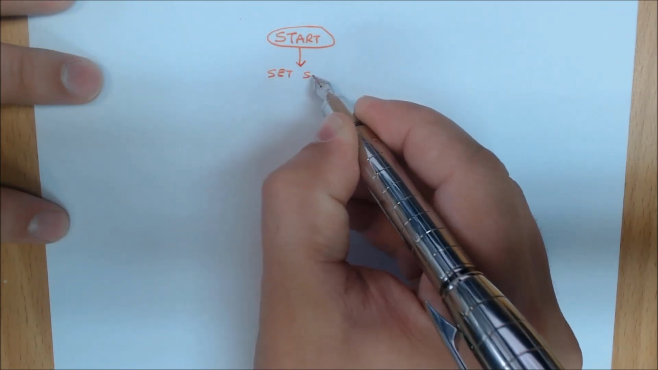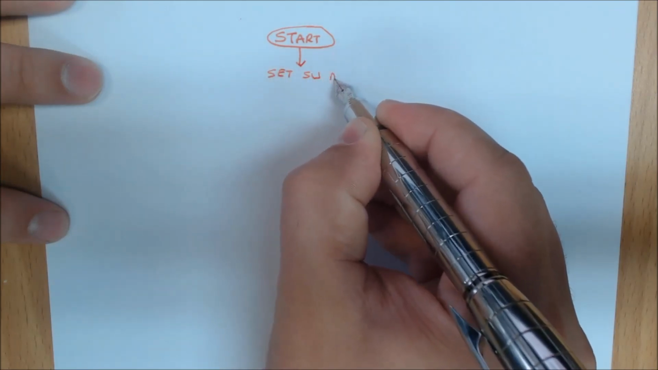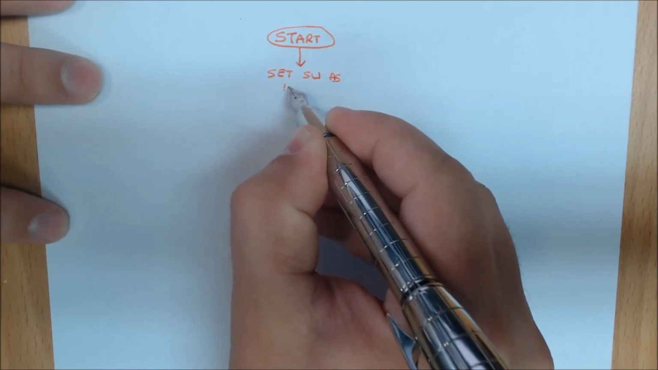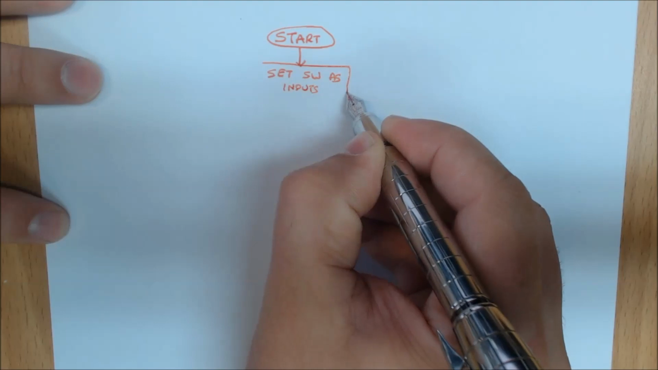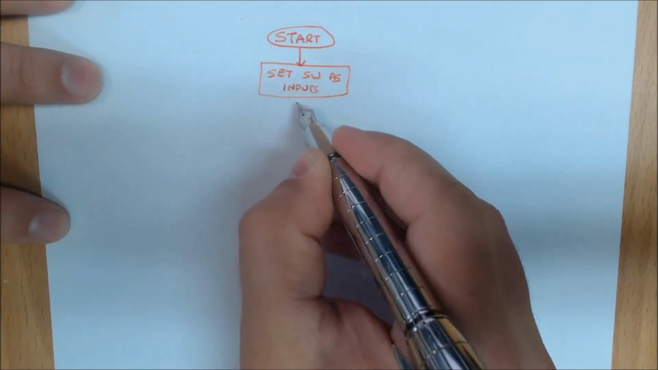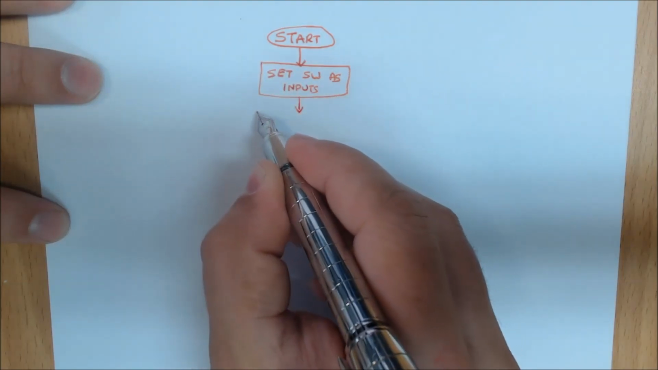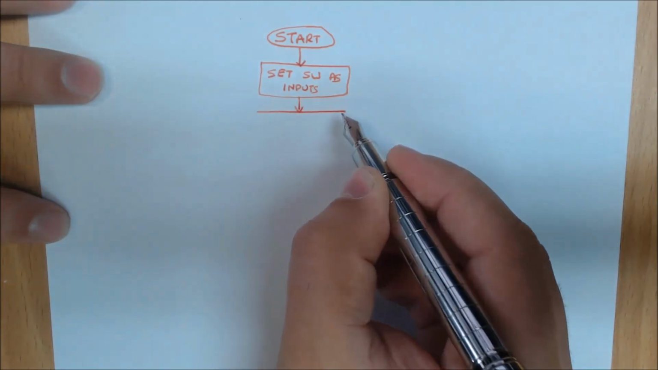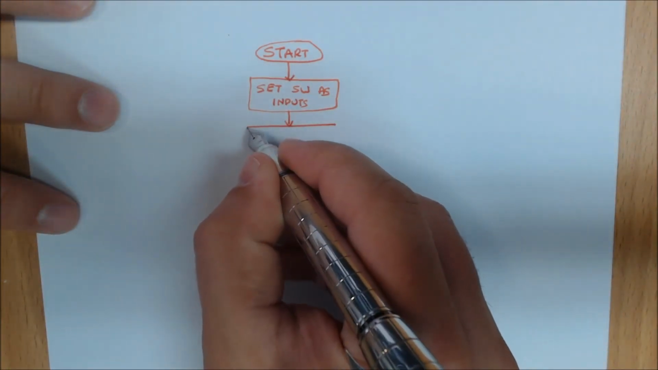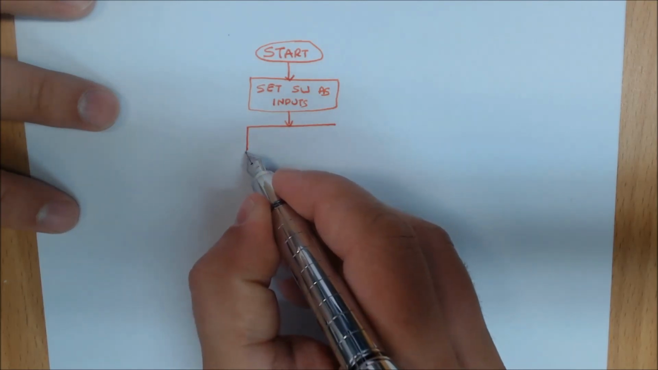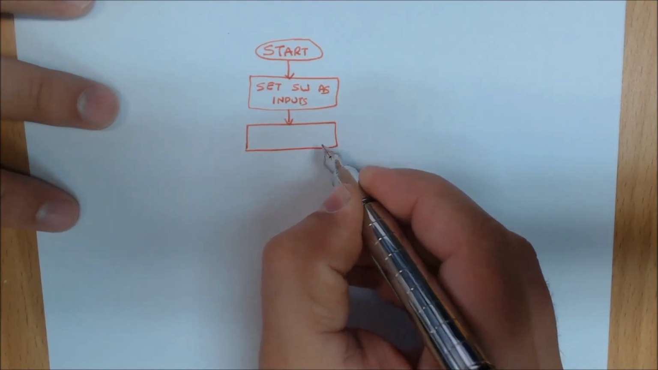So we'll first set up our switches as inputs, and then we can set up our LED as an output.